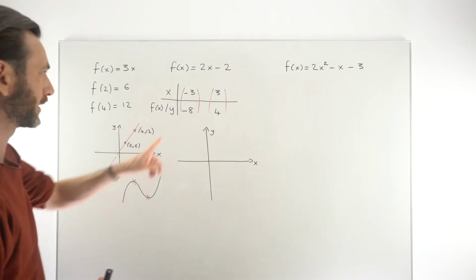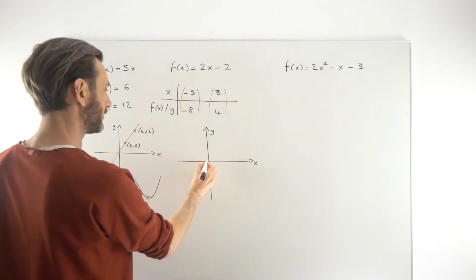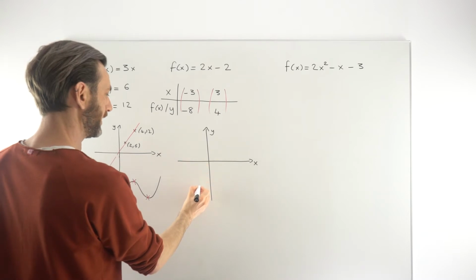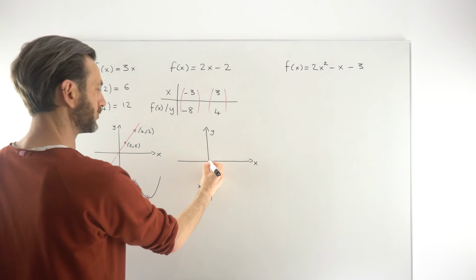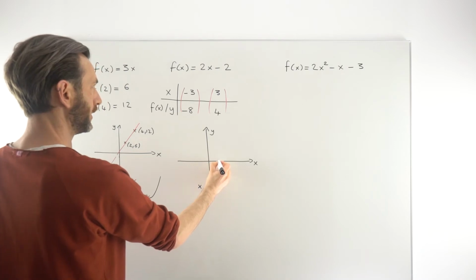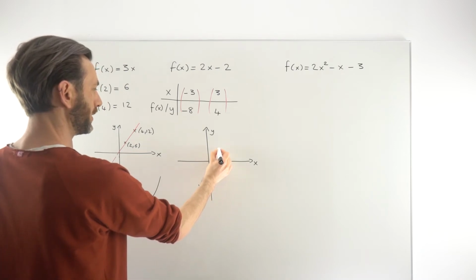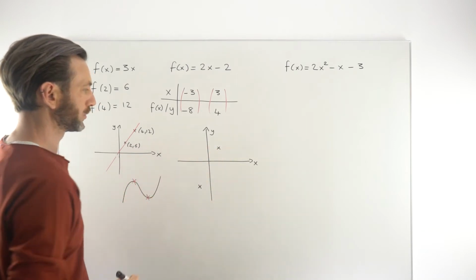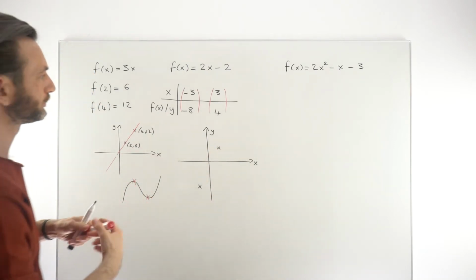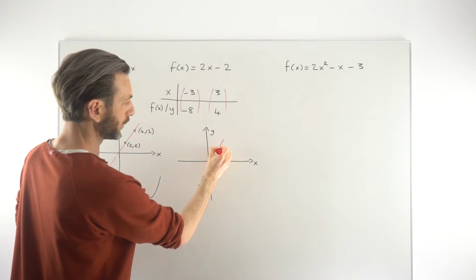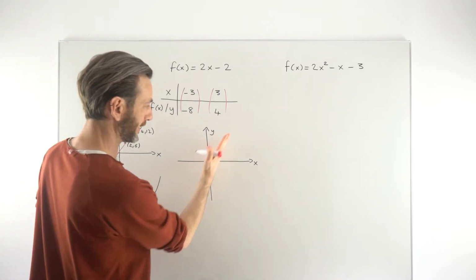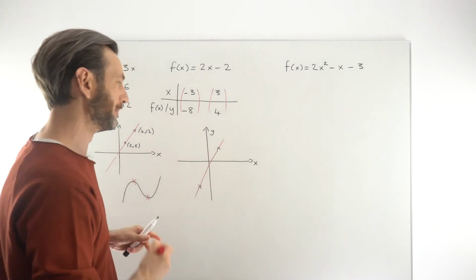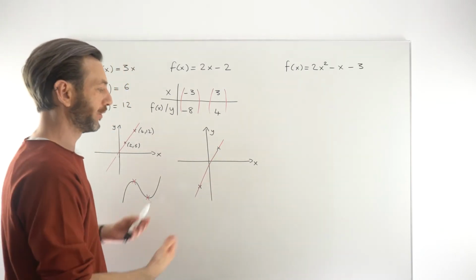So we'll just go ahead and mark these on. So -3, -8, that's going to be down, say, there somewhere. And then 3, 4, so 3 along and 4 up. That's going to be maybe like there somewhere. And then we'll just draw a line between those, which just goes like that. So that is a graph. Well, that's meant to be a straight line. It's a bit curvy, but that is theoretically the graph of that function.